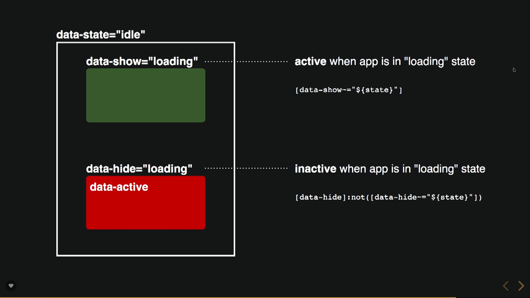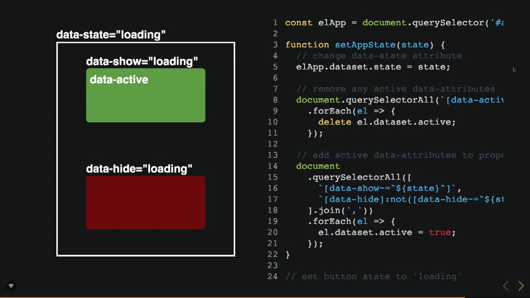And then we have data-hide-loading, which means the opposite: hide this element when we're in the loading state. And so what we could do is add a little bit of JavaScript, and that JavaScript can help us determine which one of these should be active. And so this is just a three-step process.